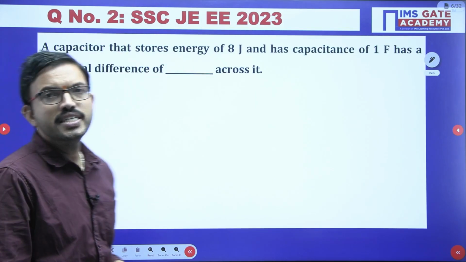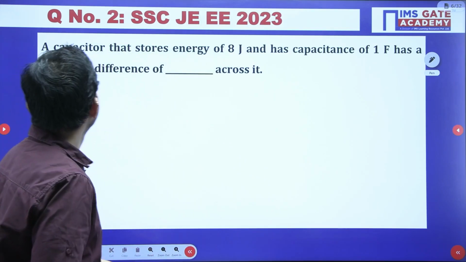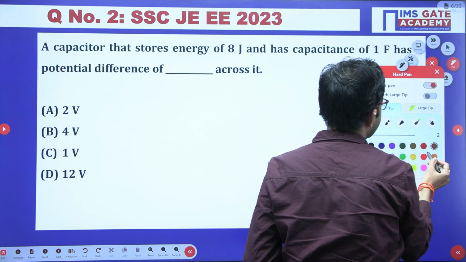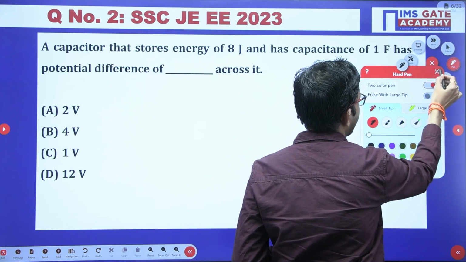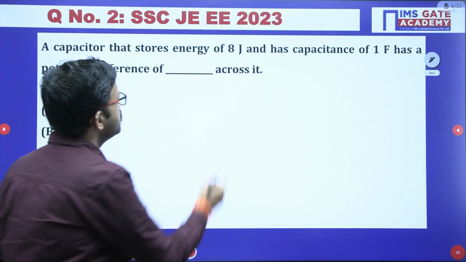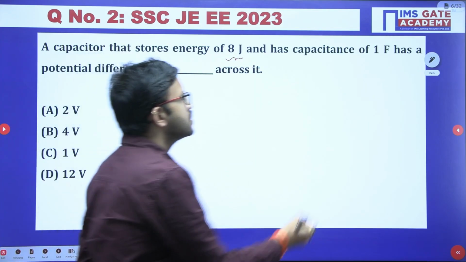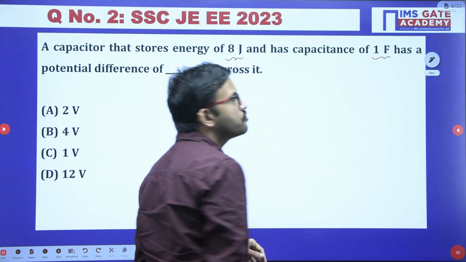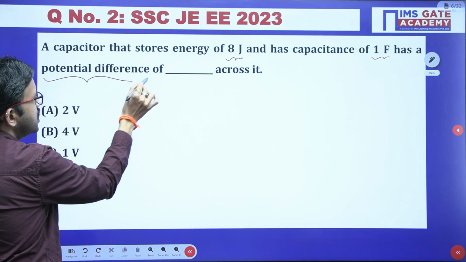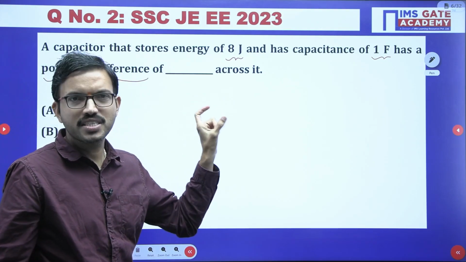Yeah, next question, it is based on energy with respect to a capacitor, right. So in this question, you can observe a capacitor that stores energy of 8 joules and has a capacitance. In this question they have given the capacitance value 1 farad, and has a potential difference. How much potential difference or how much voltage across the capacitor you are having, that is the question, right.